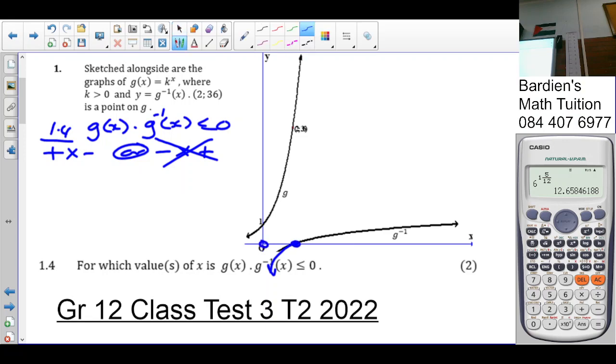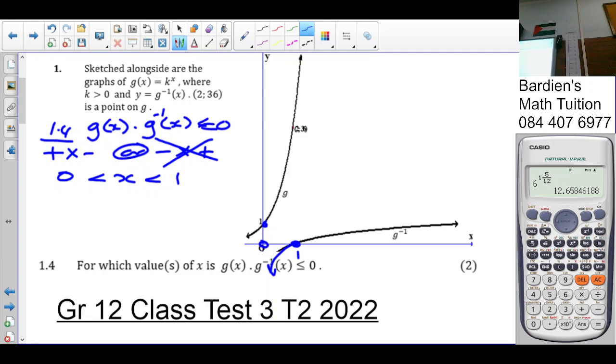And what is that value? 1. So as you can see, it's a reflection in the line y is equal to x. That is, 0 and 1 became 1 and 0. Not so? So it's from 0 till 1 where that is the case. Is that a continuous or a bracket solution? Continuous, together. So x is greater than 0, but less than 1.